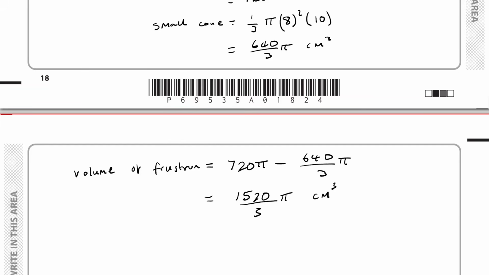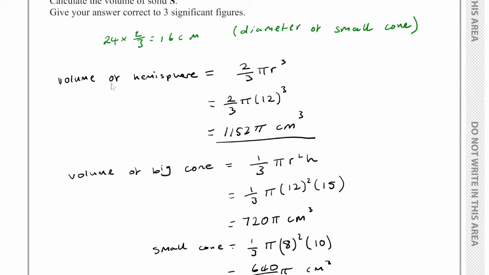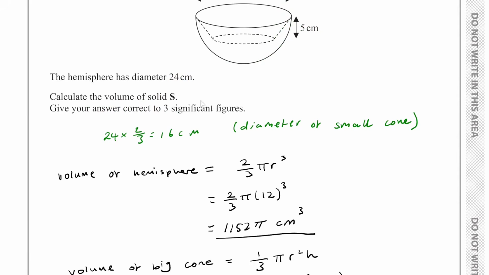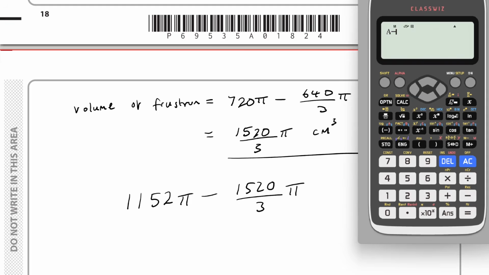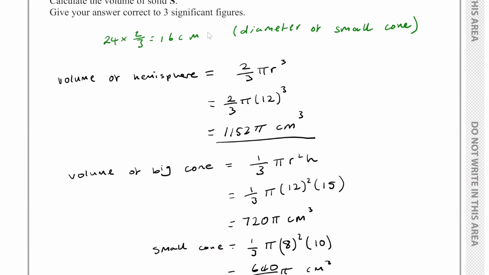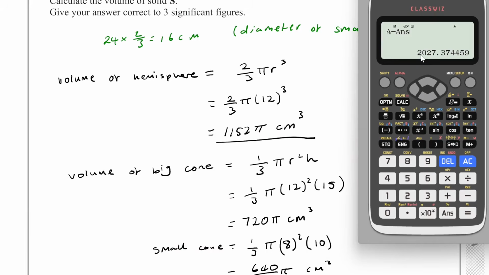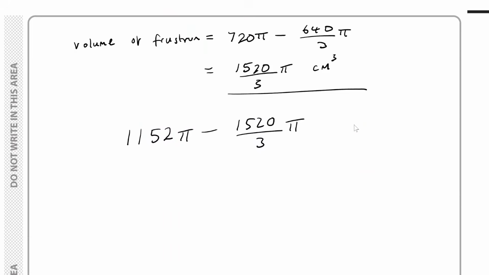So we want the volume of the solid S, which is the volume of the hemisphere, which was 1152 pi, take away the frustum, so it's the one we saved as A, take away our last answer. So we have an answer in terms of pi or as a decimal. What do we want to give our answer as? 3 significant figures. So that's 2030. 2030 centimeters cubed.